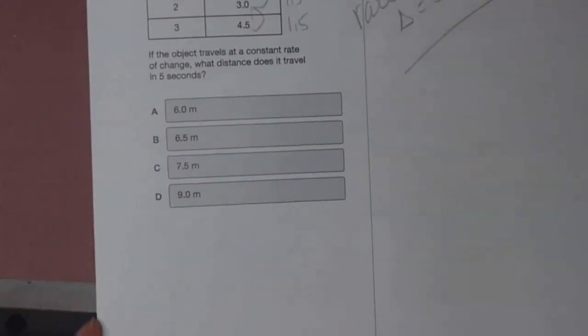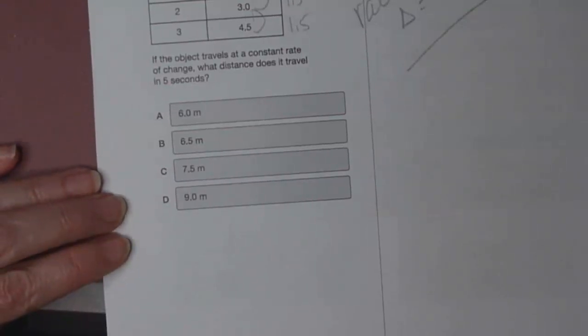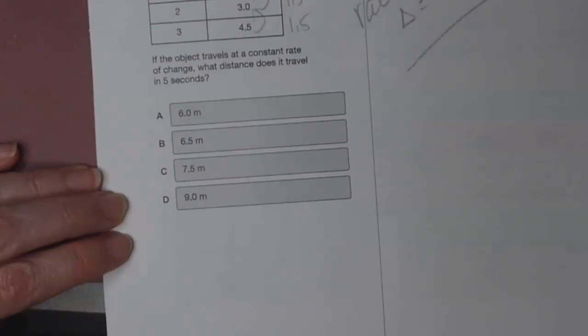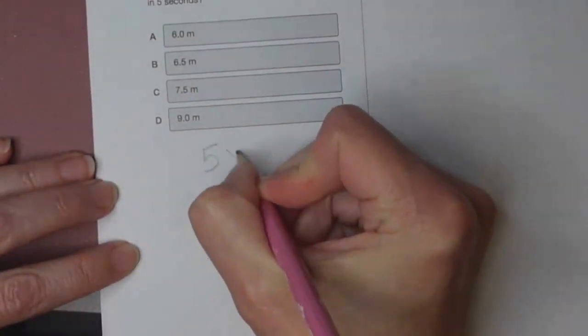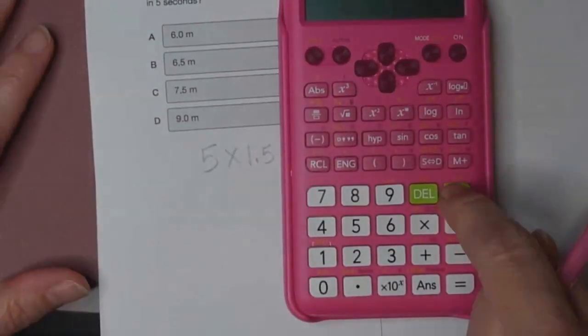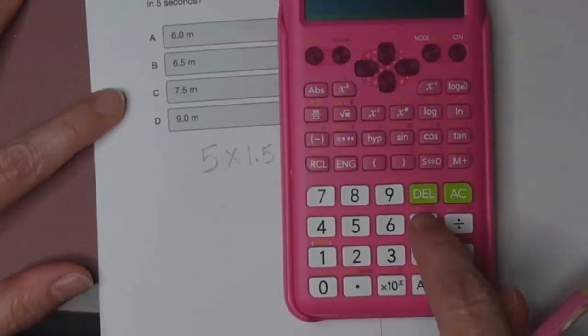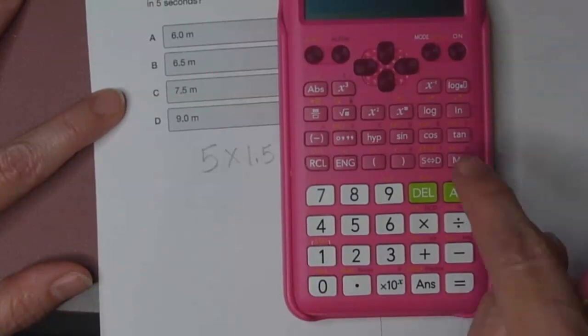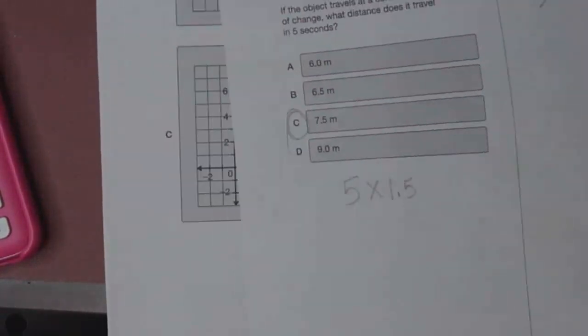If the object travels at a constant rate of change, what distance does it travel in 5 seconds? Well, all you're going to have to do is do 5 times the rate of change. And again, here's the good news with EQAO. There's a little calculator built in, but I can do it in my head, I'm just showing you. 5 times 1.5 is 7.5. Bingo. Okay, next question.